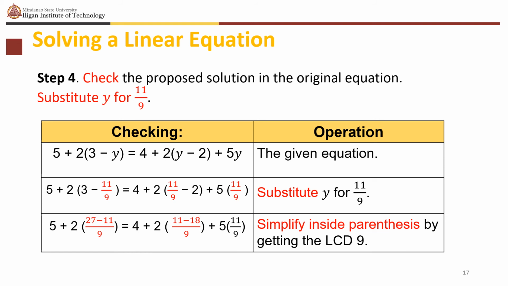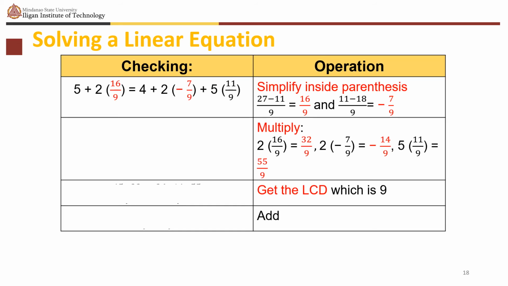So when we solve for this one, we can simplify again the value 27 minus 11 over 9 as follows. So that is equal to 16 over 9. And we have 11 minus 18 over 9, which is negative 7 over 9. So multiplying 2 with 16 over 9, you come up with 32 over 9. And multiplying 2 with negative 7 over 9 will give us negative 14 over 9. Multiplying 5 with 11 over 9 will give us 55 over 9.